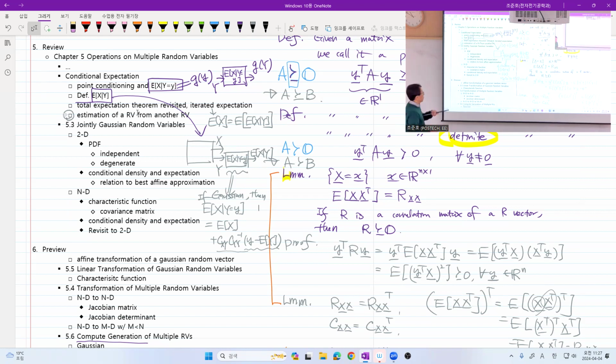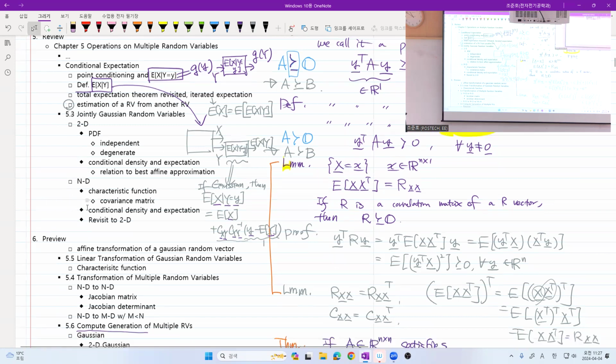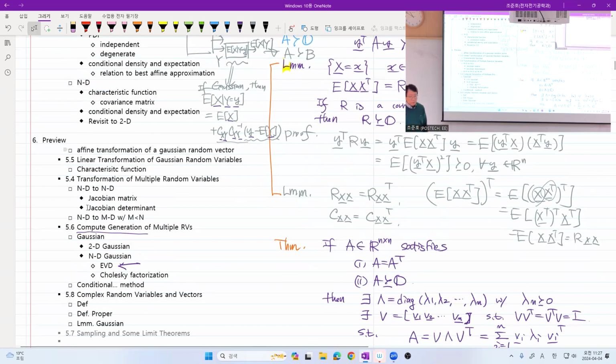And we also extended our results and revisited the 2D case as a special case of this n-dimensional case. And also, this conditional mean can be just modified by putting all these underscores to denote that these are vector valued random variables, or vectors. Got it? The last topic we stopped on was affine transformation of a Gaussian random vector.